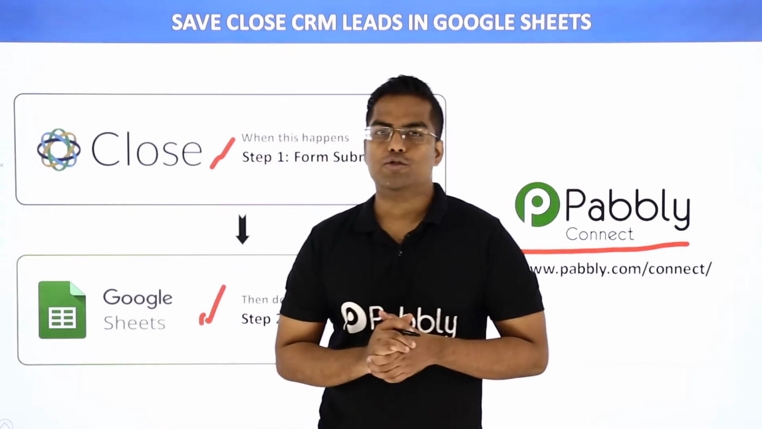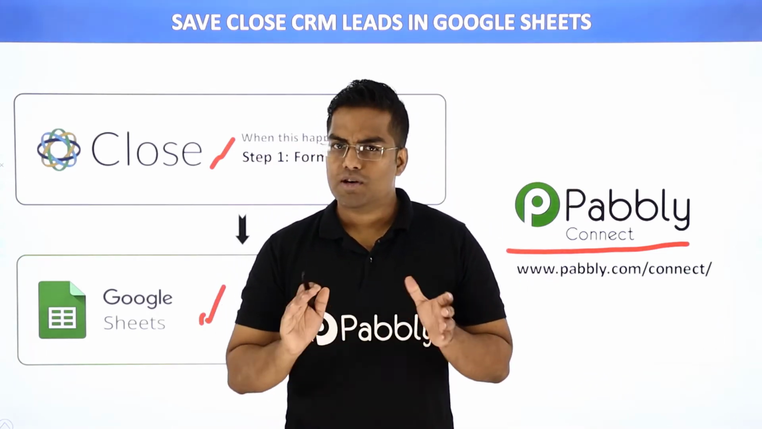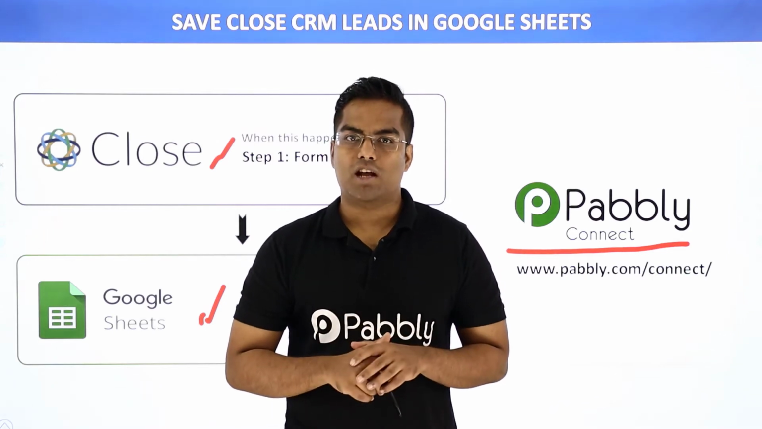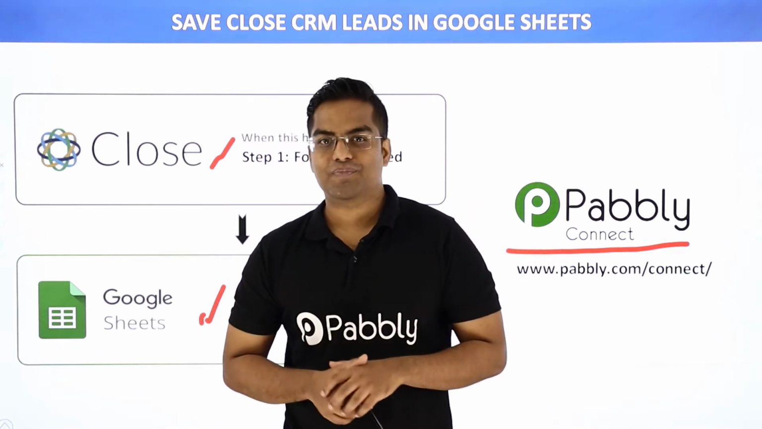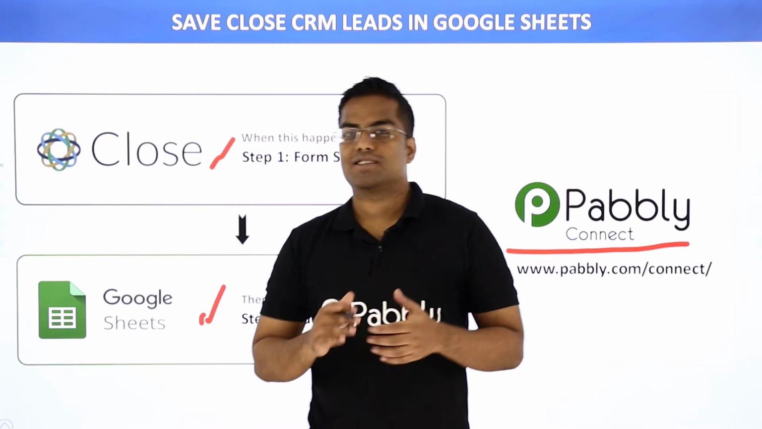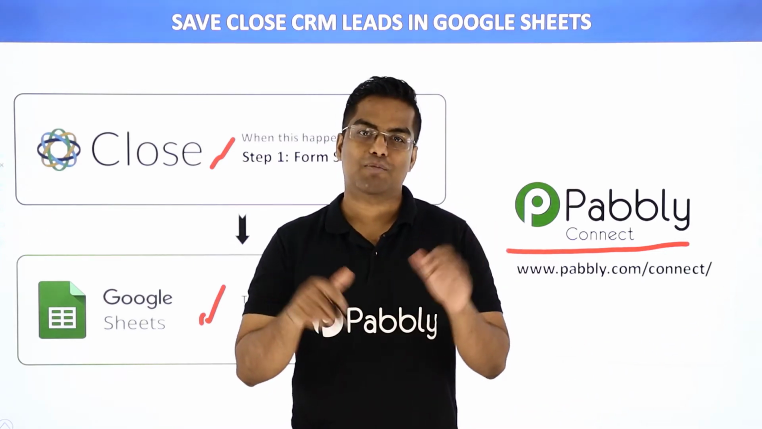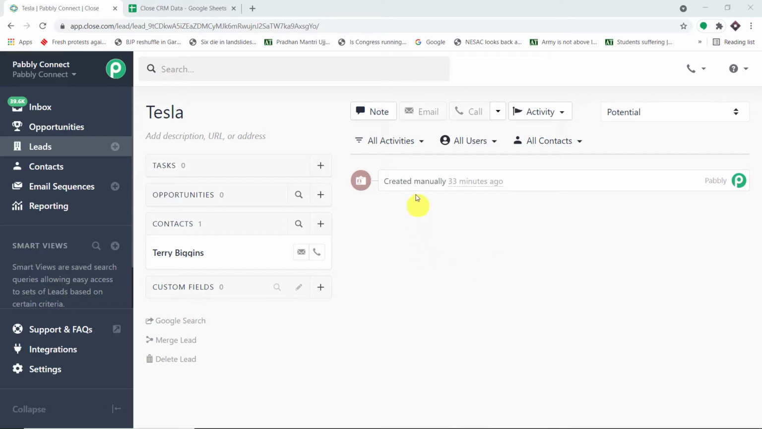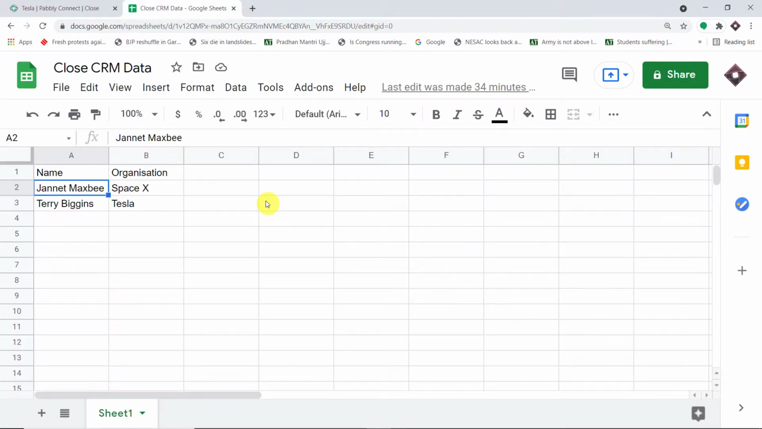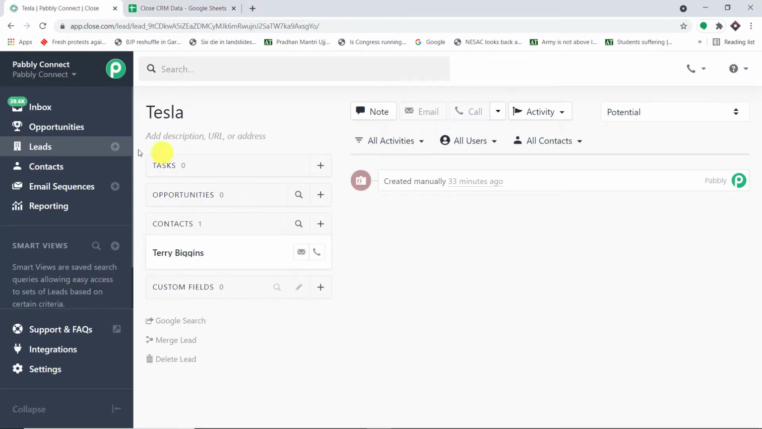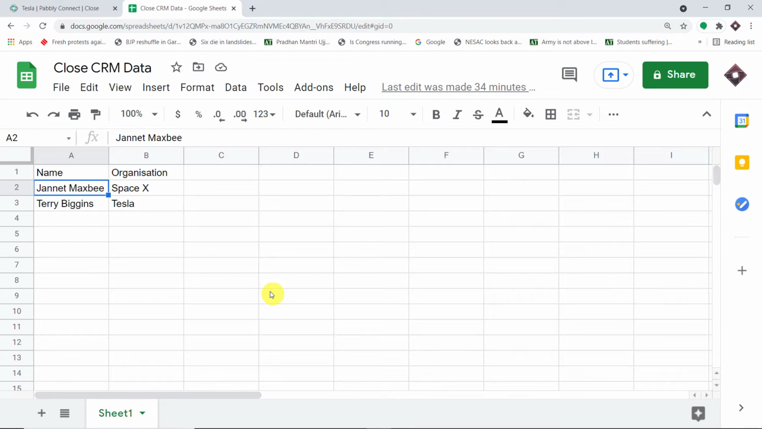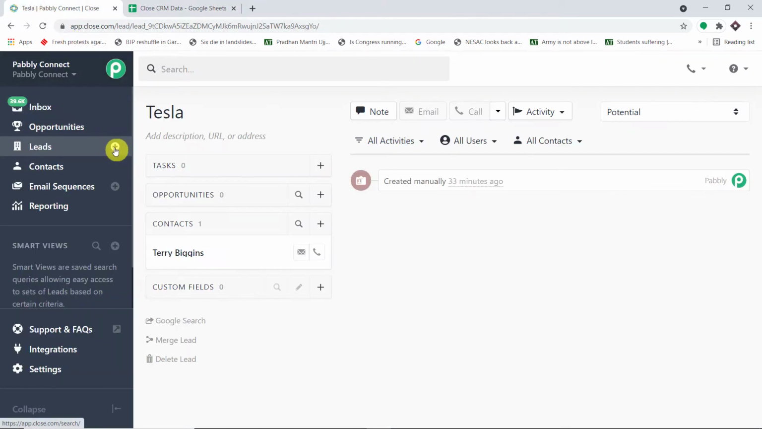Now the best part of using Pabbly Connect is any person without any technical background can perform this integration very easily. Before I show you the steps, how about we begin with a real-time example. So this is my Close CRM account and this is my Google Sheet. What I'm going to do here is make a dummy lead in Close CRM and then we will see whether the details of that particular lead are available in Google Sheets or not. So let us perform the experiment.